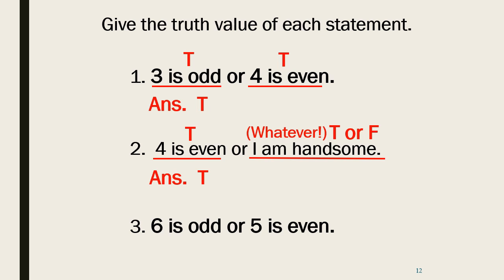Number three, 6 is odd or 5 is even. So 6 is odd, it's false. 5 is even, that's false. So the answer is false, because both of the statements are false. In disjunction, if both are false, then the compound proposition is false.